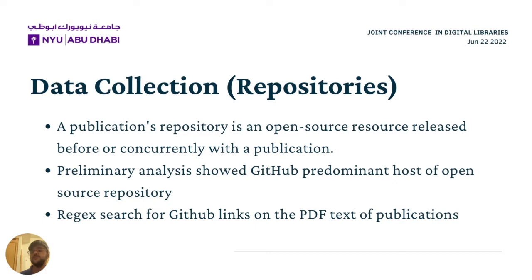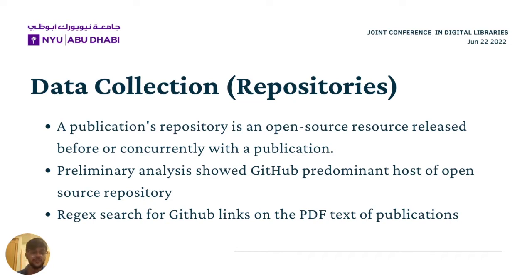Right. So the other main part of our data collection process was getting links to these online repositories. But when we talk about a publication's or a paper's repository, we mean an open source resource that was released before or concurrently with a publication. Early on in our research process, we realized that the most exhaustive way to obtain these links is by searching within the text of a publication.